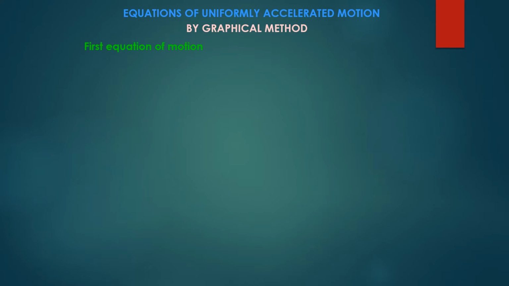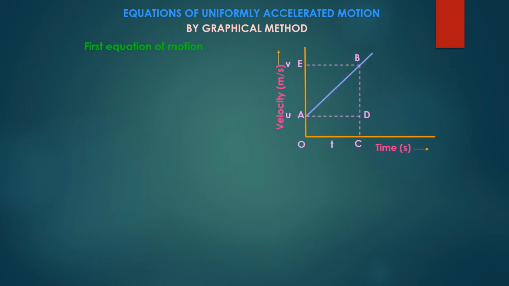The first equation of motion. Let us assume that a body is traveling with an initial velocity u and it reaches a final velocity v in time t. This is the graph representing the motion of the object.